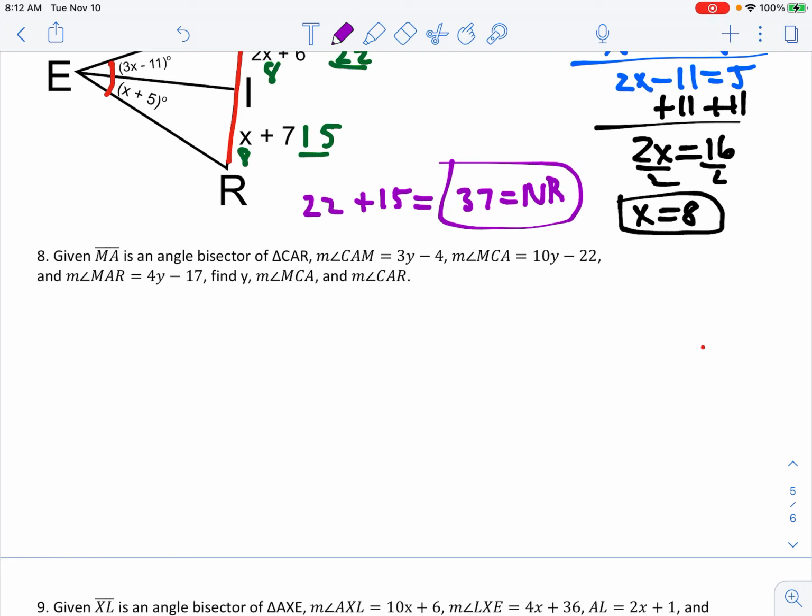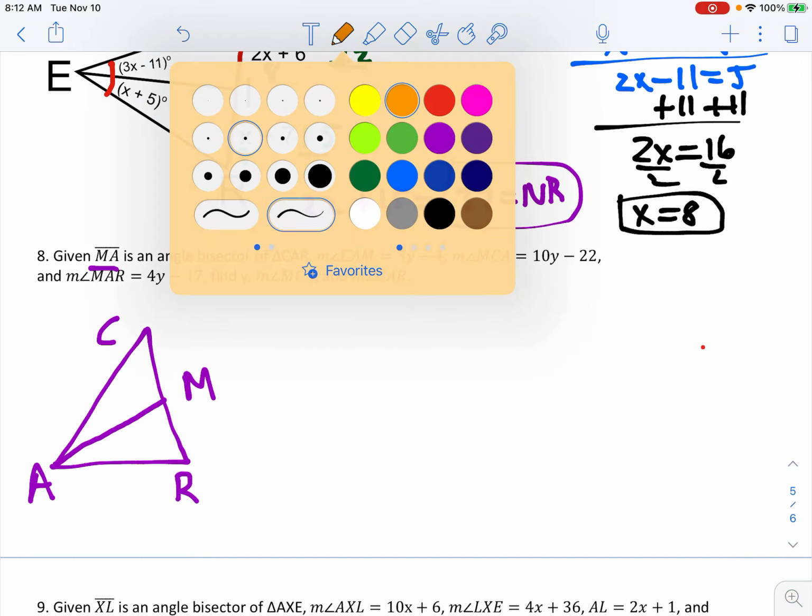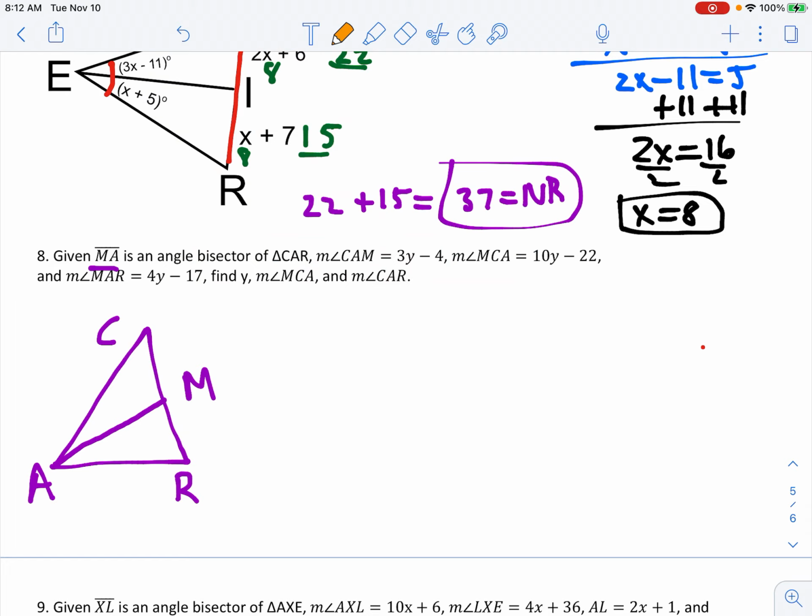So first, let us go ahead and draw a triangle CAR. All right, so if I draw a triangle CAR, and you can label it any way you want, CAR. It says that MA is the angle bisector, so I'm going to connect a line from the A to the other side and call that M. All right, now we are going to begin trying to label our picture.